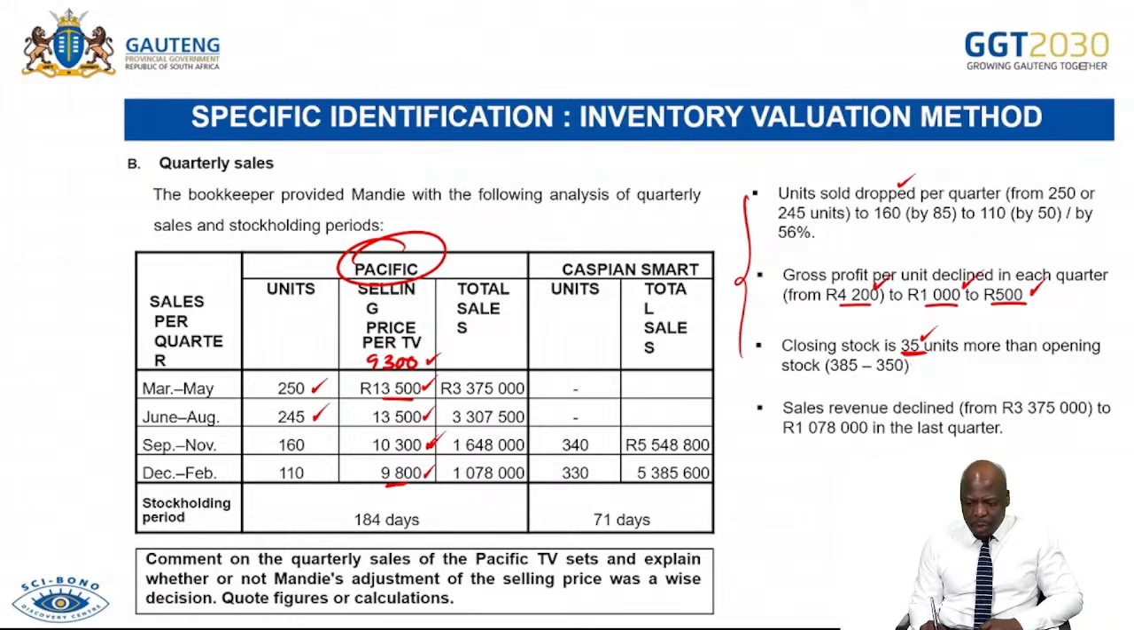That the sales revenue declined. The sales revenue declined from 3,375,000, which is what you see here, to 1,078,000. That's a major decline. Initially our revenue was 3,375,000, and now it is only 1,078,000. That's a major decline in our sales revenue.